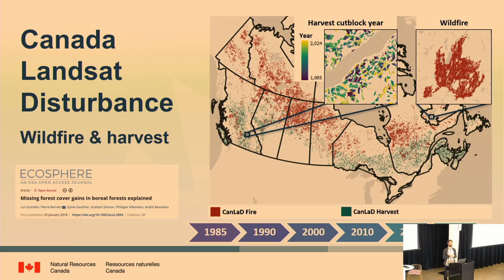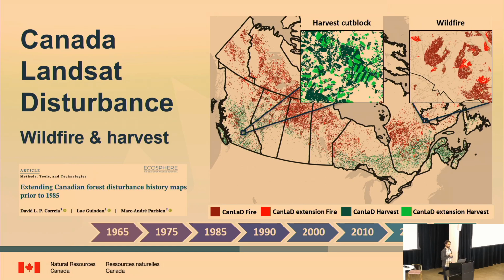One of the first major data products coming out of our lab quite a few years ago was the Canada Landsat Disturbance, or CanLaD, which is the first data product that mapped all wildfires and harvesting all across Canada from 1985 onwards at a 30-meter resolution. So it was a really interesting product when it came out, and now we've tried to improve on it.